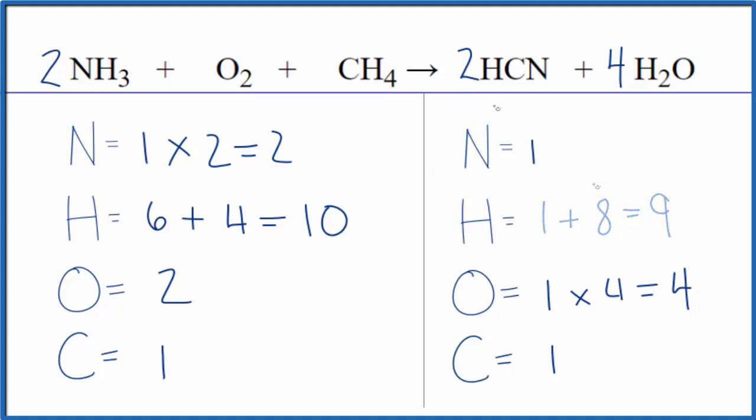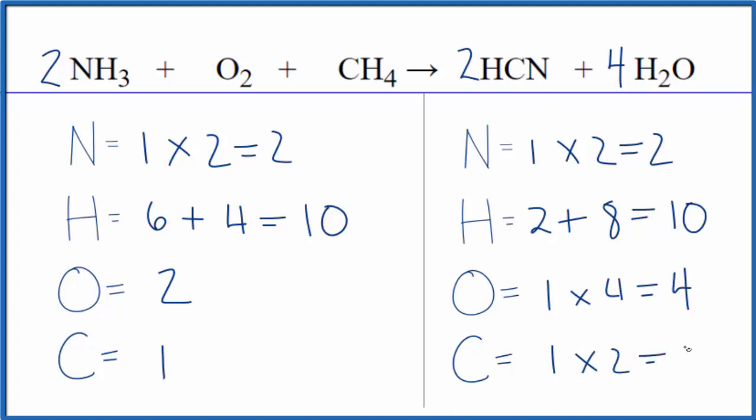Let's try it. So for nitrogen, I have 1 times 2. That'll give me 2 nitrogens. Those are actually balanced. Hydrogen, I have 1 times 2, plus I have the 2 times the 4, 8. So I have 10 of those. That's okay. Those are balanced. My carbons, I still have 1, but I have 1 times 2. That'll give me 2 carbons. And so the carbons, they're the problem right now.